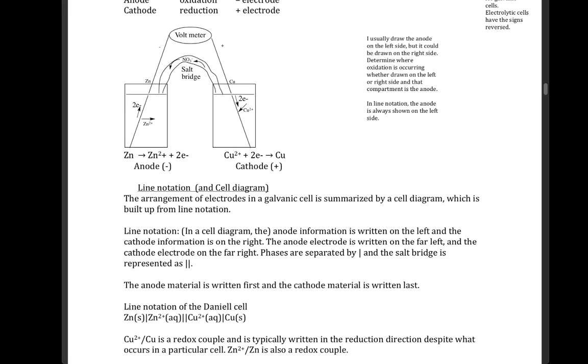Then we have the double bar for the salt bridge. Now we come to the cathode side, and we put Cu2+ aqueous, bar, and then Cu solid. Lastly, we have copper solid because it's the electrode, and the cathode electrode is written on the far right, whereas the anode electrode is on the far left. So once we're used to that line notation, it gives us all the details of that cell diagram, of that battery, the Daniell battery, the Daniell cell.